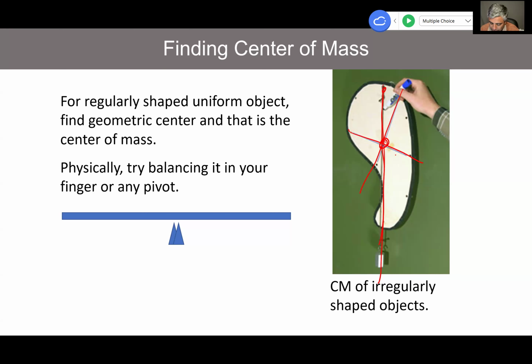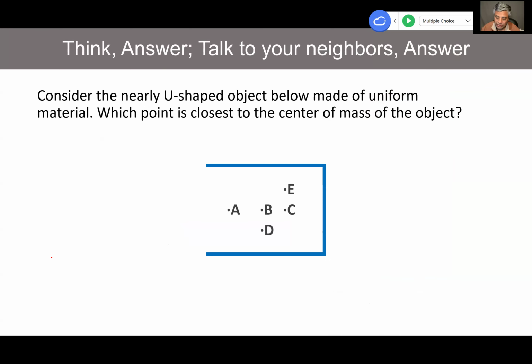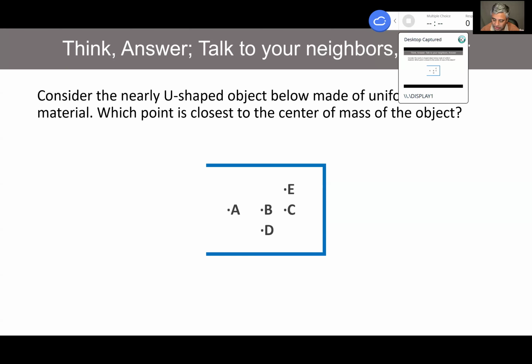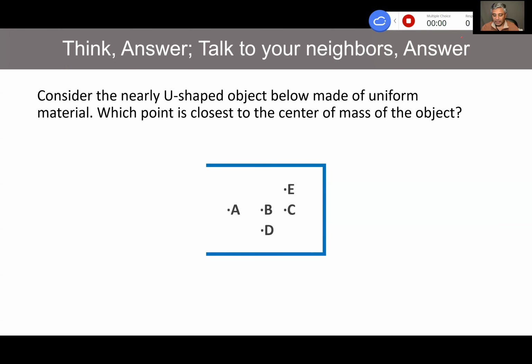Now, to keep that in mind and to remind ourselves, here is a question. It was otherwise a rectangle, but the mass is missing on this side. What do you think the center of mass of this object is? Possible points are shown over there. Which one do you think is the closest or best among the given ones?